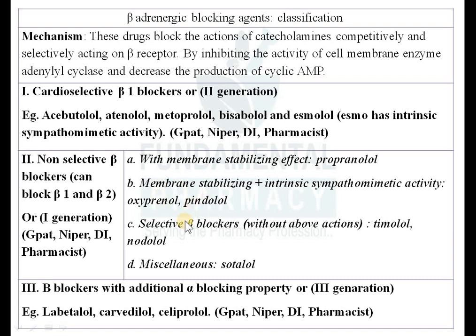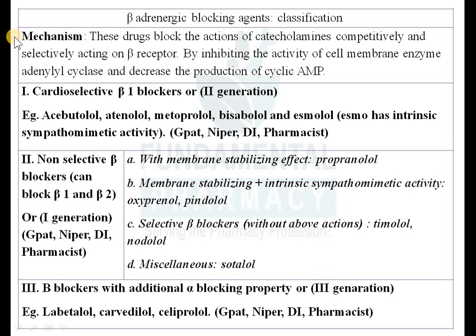This is second class. Now third, non-selective beta blockers without membrane stabilizing activity or intrinsic activity, like timolol and nadolol. Then miscellaneous is also there. Example sotalol. These 4 categories are the non-selective beta blockers, or they are first generation beta blockers.